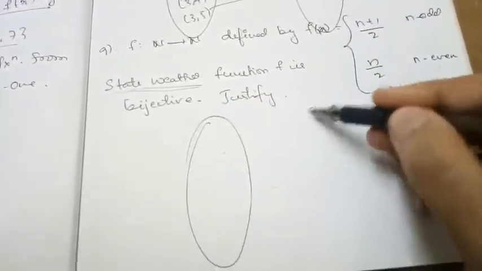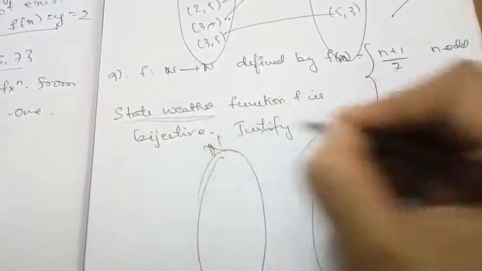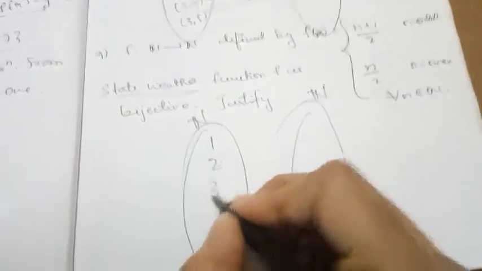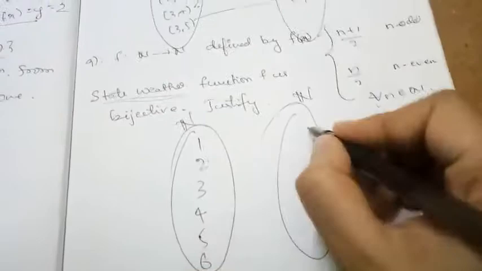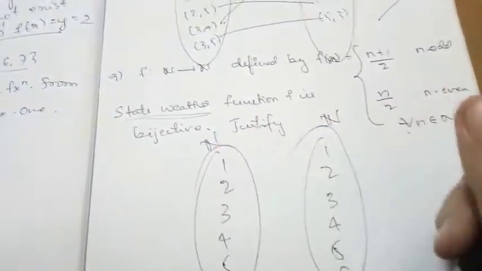So first thing I will do that mapping itself. So what will be the next step to write for you? It will be understood clearly. So both are set of natural numbers. So the elements will be 1, 2, 3, 4, 5, 6. Here also 1, 2, 3, 4, 5, 6. So set of natural numbers.